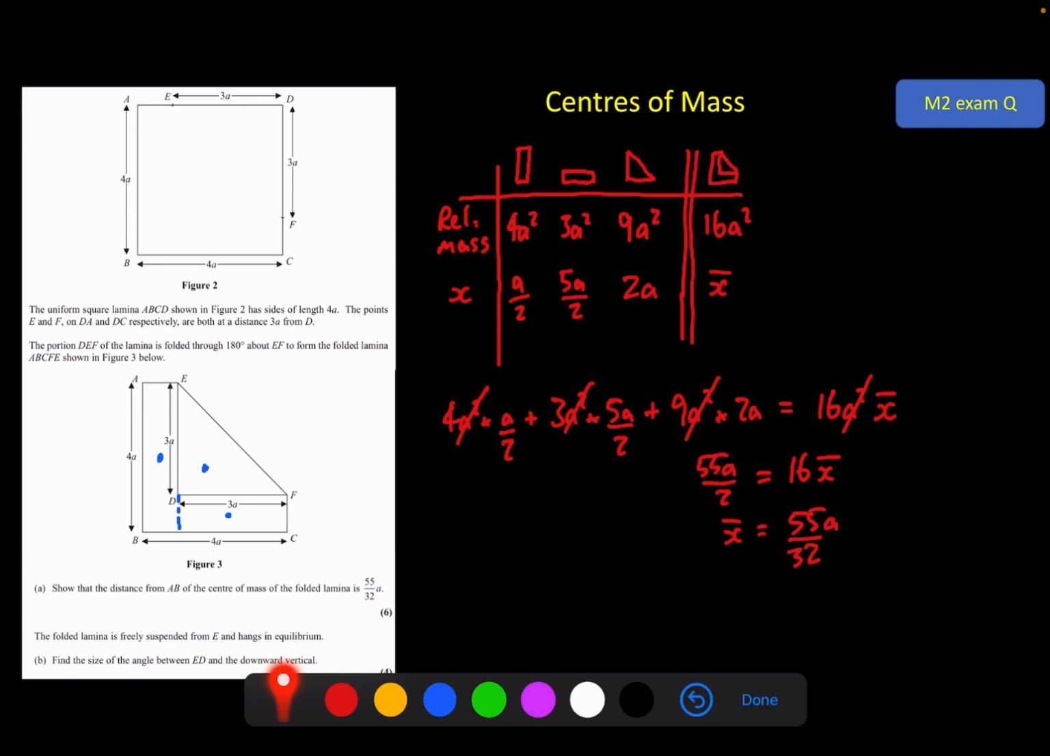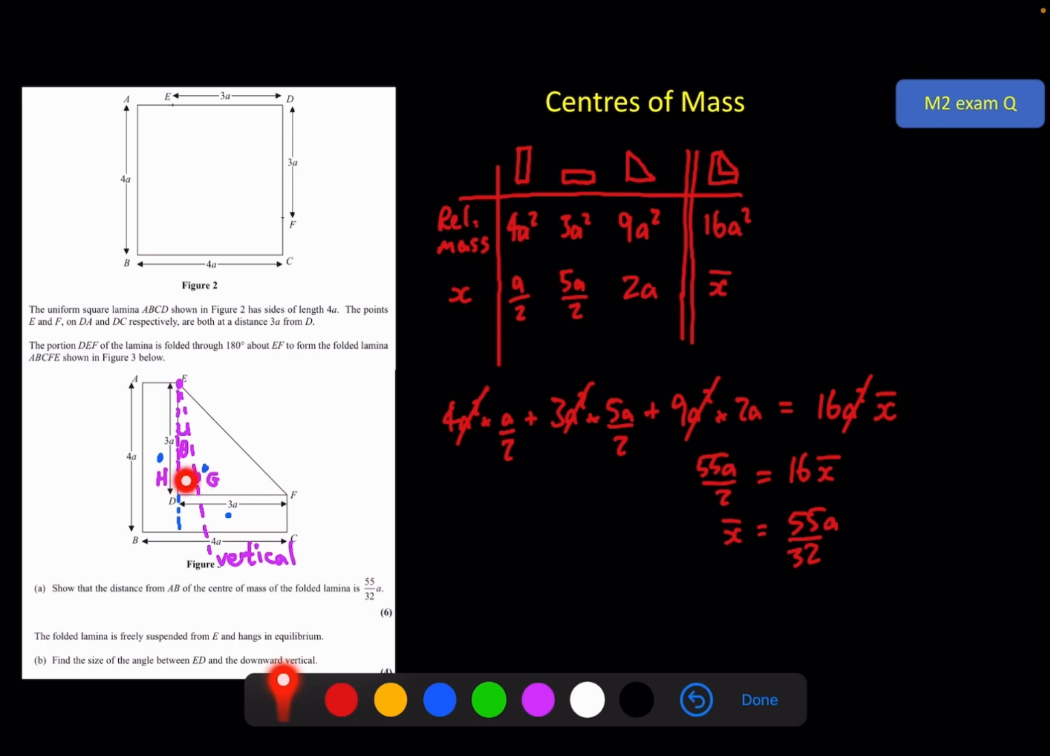Part B, the folded lamina is freely suspended from E and hangs in equilibrium. So the downward vertical will go through the center of mass of the lamina, say that's about there. And we need to find the size of the angle between ED and the downward vertical. So that's this little angle here. Call it theta. So I'll call the center of mass G and this point here H so that I can refer to them.